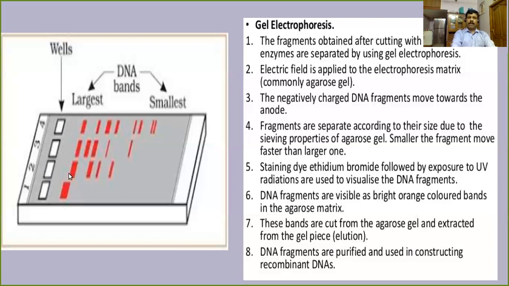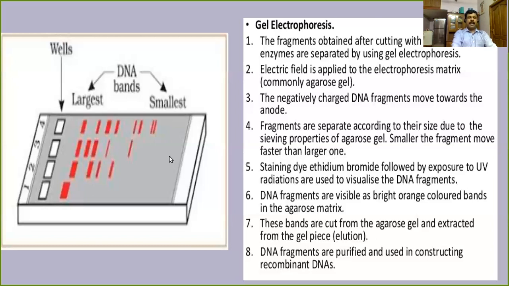Afterwards, if we apply the electric field, what happens? The negatively charged DNA molecules move through this matrix. Because of the sieving effect of this agarose gel, the fragments are separated according to their size. That means the largest DNA fragments settle at the base and the smallest fragments settle at the top. That means the smaller fragments move faster than the larger ones.